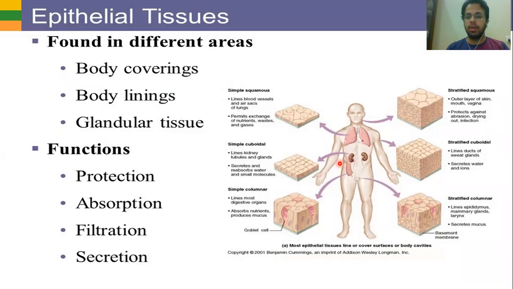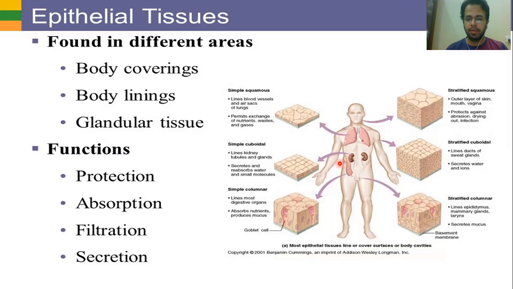So the outer part of the skin, the epidermis, is made up of epithelial cells, right? So these are some of the organs, the areas where epithelial cells are present, and they make up the epithelial tissues.